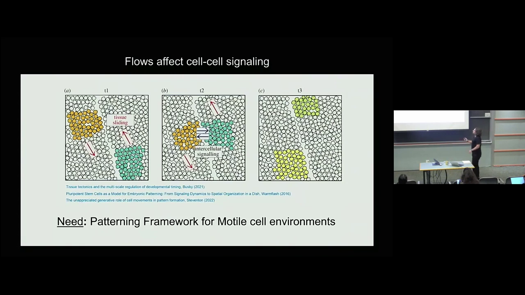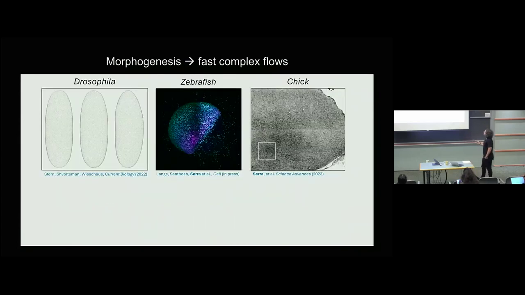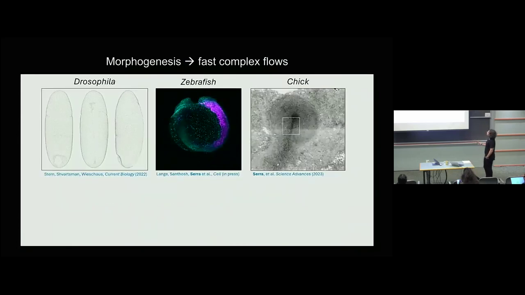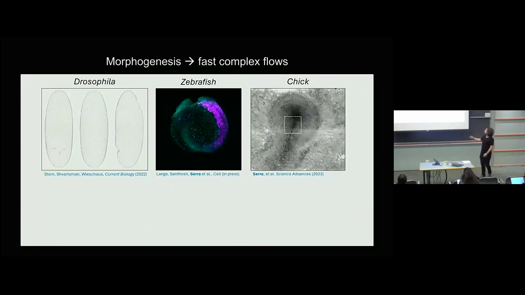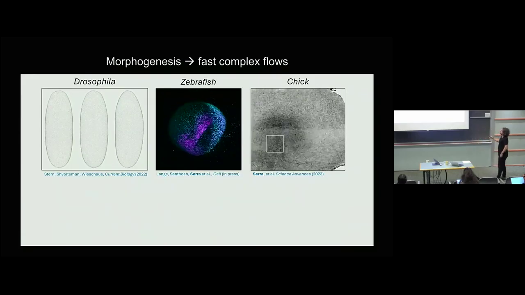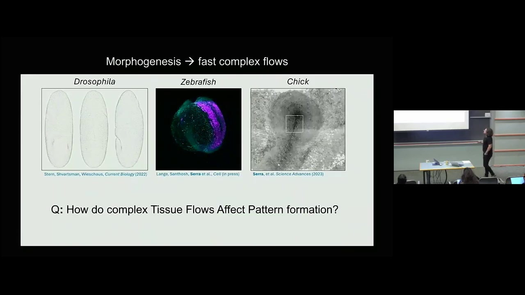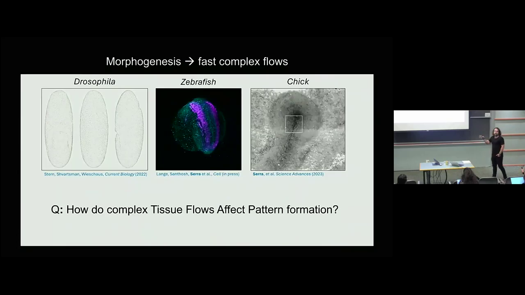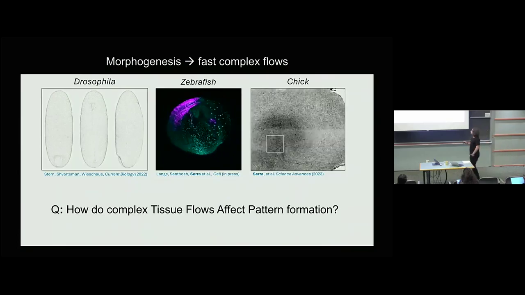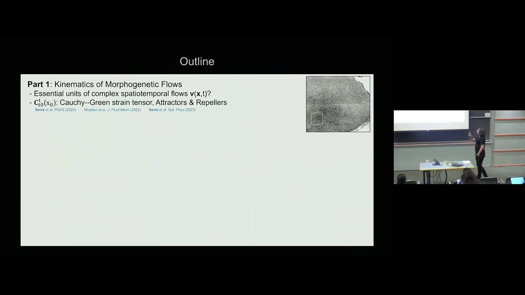So what we need apparently is a patterning framework for motile cell environments. And this is even more important in the context of early development, because the flows are not just isotropic growth or shear, but they're very spatiotemporally complex across model systems. And the question we want to try to address in this talk is how do complex tissue flows affect patterning. And to do that, I will do it in two parts.